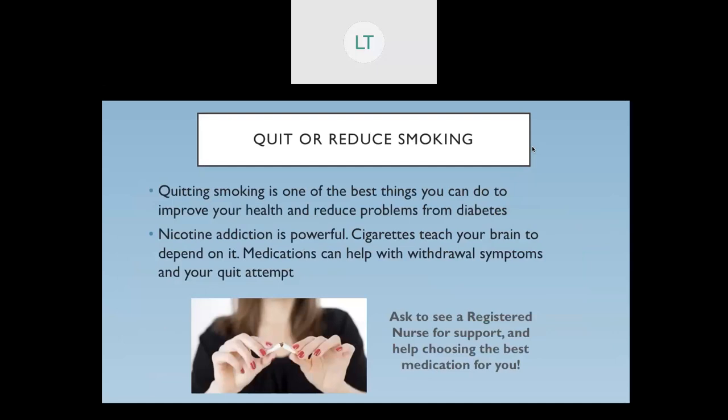So another really important thing is quitting or reducing smoking. So if you do smoke and you have diabetes or not, one of the best things that you can do for your health is to quit smoking. And it can really reduce your risk factors for any of those other major complications that can come along with diabetes. But the big thing is nicotine addiction is really powerful and it's really strong. And cigarettes teach your brain to depend on the nicotine. So it can be difficult to quit smoking, and we know that.